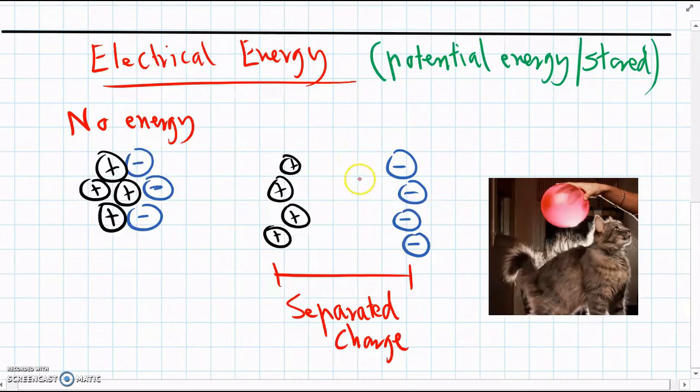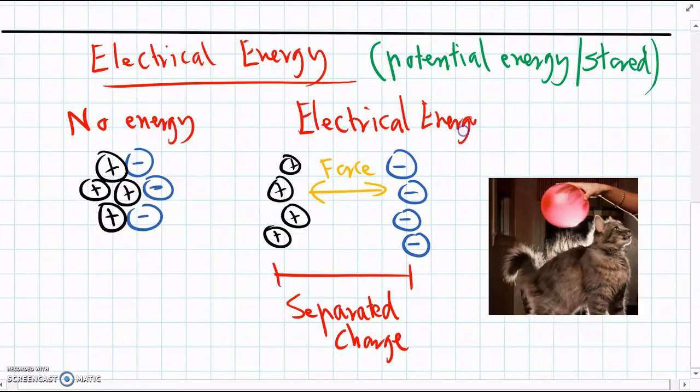So because there's a force, then there's a potential for work to be done, which means there's potential energy around. And that potential energy is called electrical energy. If we let these objects go, then they would fly towards each other until they were joined together again.